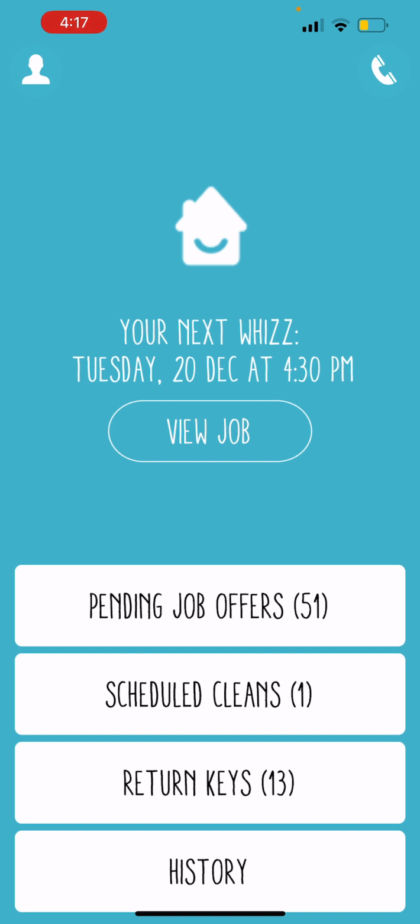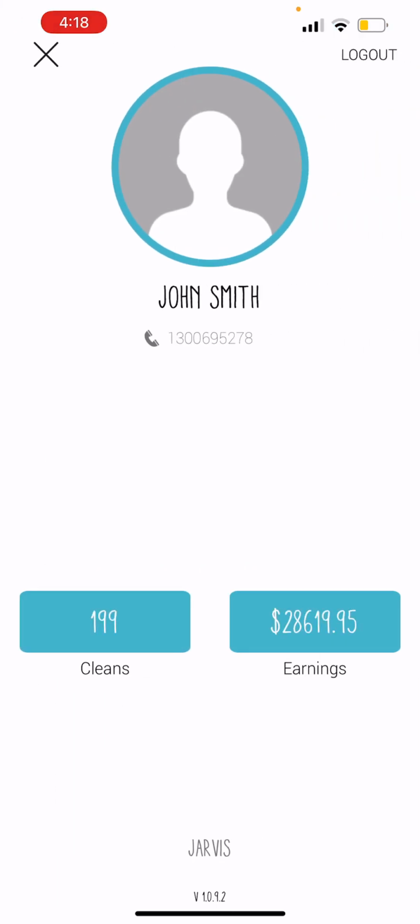On the top left of the screen, you will see the person icon. By clicking on this icon, it will list all of your contact information such as your name, contact phone number, how many cleans completed, and the total amount earned.